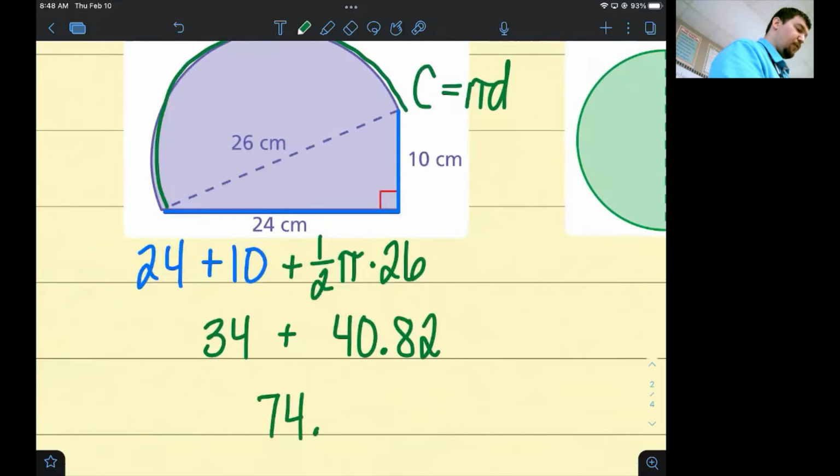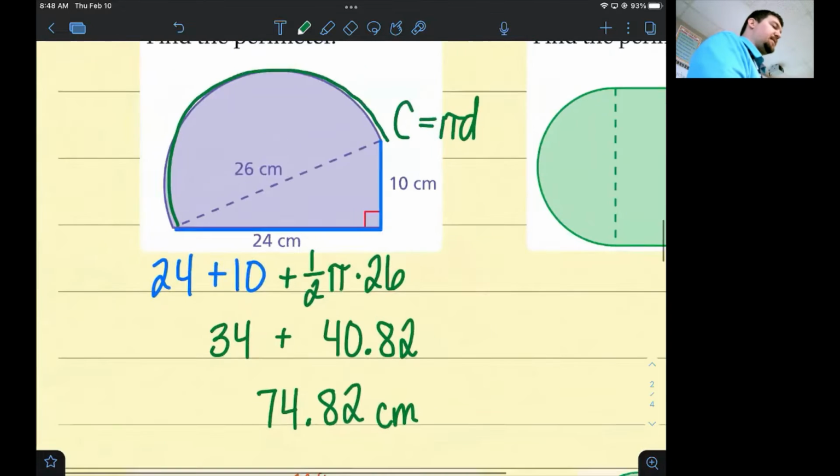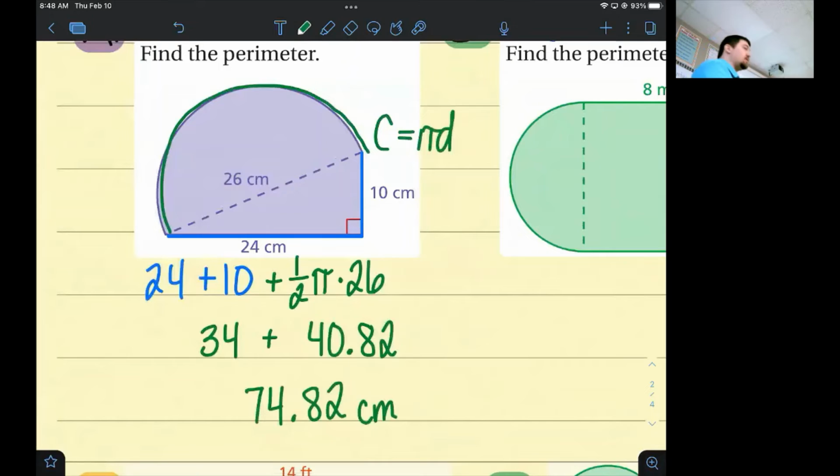That's right, 74.82. Now, how do I label my answer on my board paper today? If this was a homework question, what would I write down? Addison? Yep, just centimeters, just talking about the distance around it. So I have three sides. I have two sides that were given to me, 24 and 10. I have a third side that went around. It was a semicircular side. I had to do pi times 26, divide that by 2, which gave me 40.82. And I just added that third side with the other two.